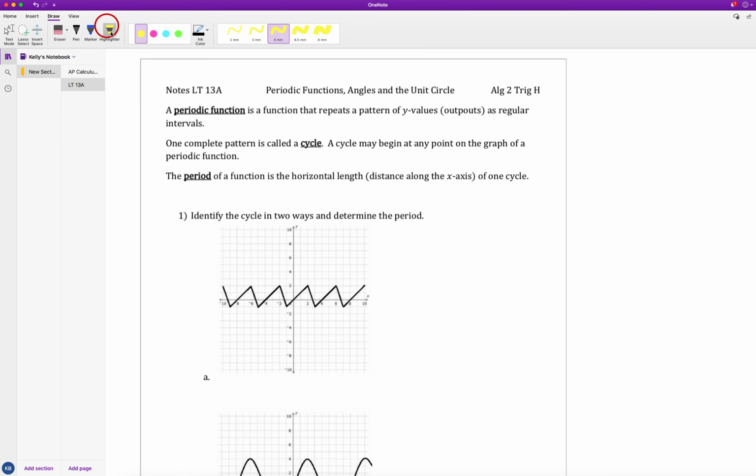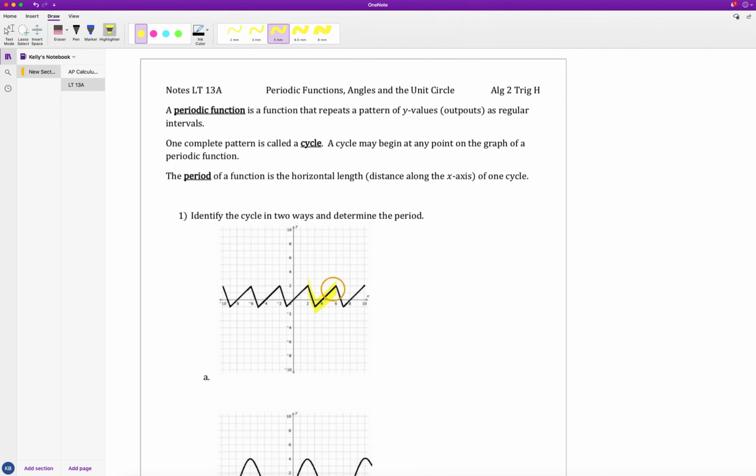The first thing I'm going to switch over to is a highlighter so we can highlight each of these. I can pick any point on the graph. I'm going to start right here at (2, 2). If I'm going to make one cycle, I'm going to highlight until I have the complete pattern drawn. If I keep going down, I get that line segment, but that's not the whole complete pattern, so I have to keep going all the way up to this next peak.